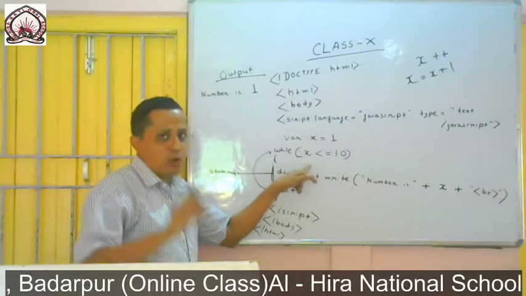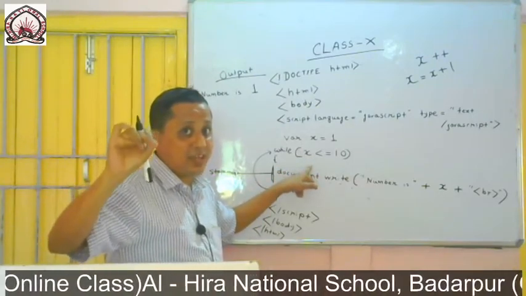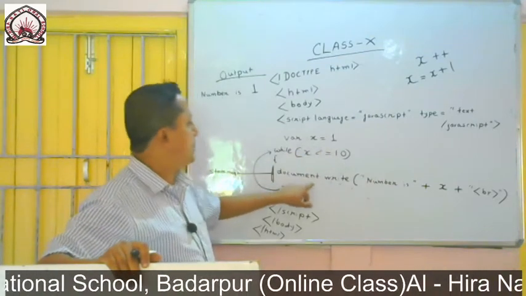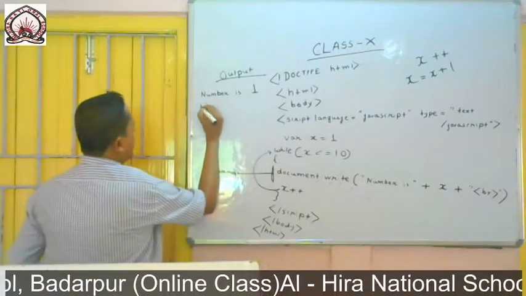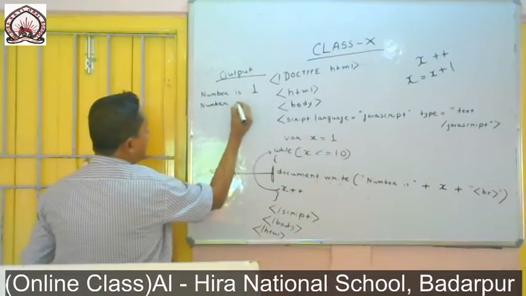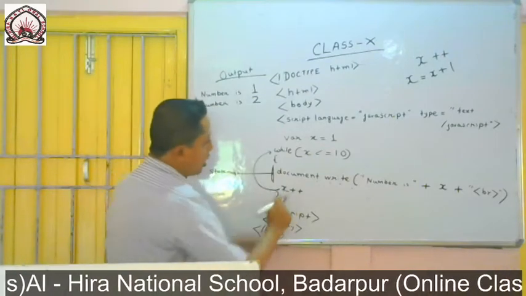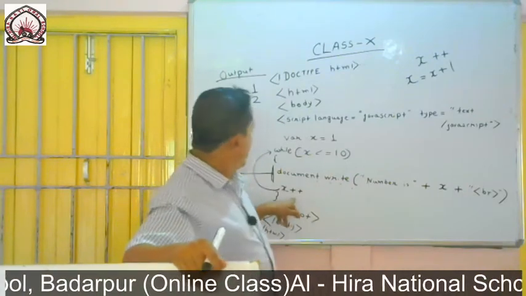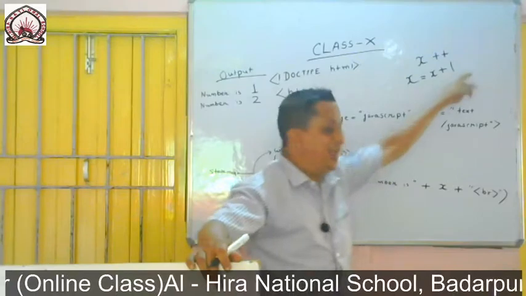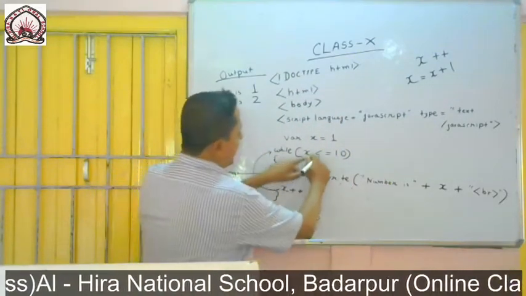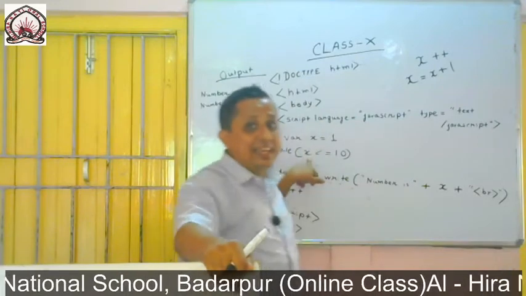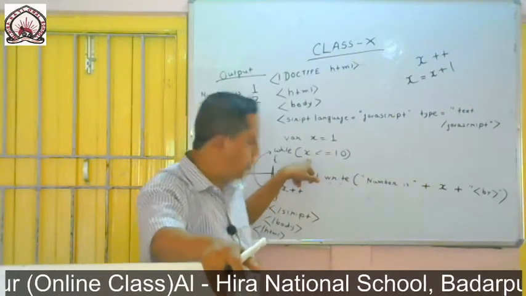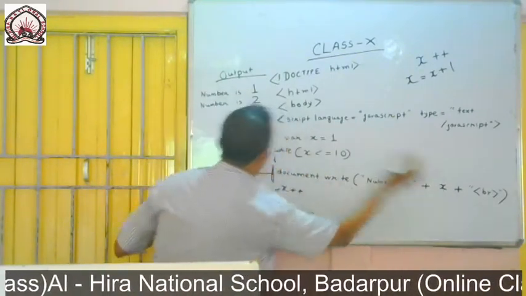So I have told you the statement will execute repeatedly as long as the condition is true. So it will come to the statement. Number is 2. Then it will come here. What was the last value of x? The last value of x was 2. So 2 plus 1, 3. It will go here. Now the value of x is 3. Is 3 less than or equal to 10? Obviously 3 is less than 10. So it is true. It will come here. Number is x, number is 3.